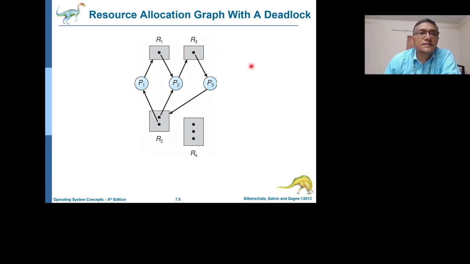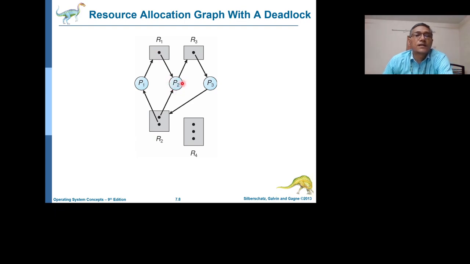Now, this is an example resource allocation graph with a deadlock. So, what happens? See here, P1 is holding one instance of R2. P2 is holding one instance of R2. Two instances of R2 are available, and they are held by both P1 and P2. P1 is requesting R1, which is held by P2.